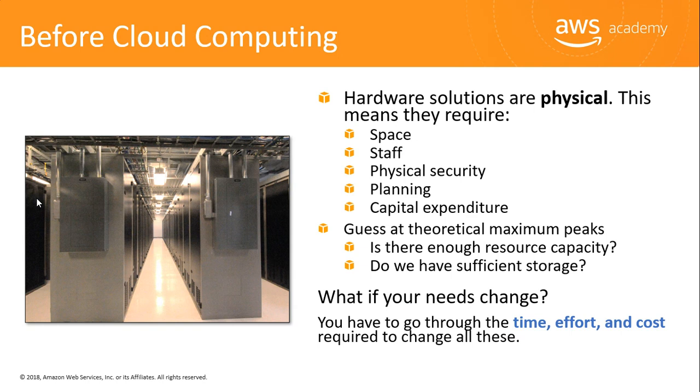Here they are mentioning all the difficulties. For example, if you are maintaining this on-premise, hardware solutions are physical, which means they require space, so you'll have a space maintenance problem. You need to have staff, you need to have physical security, we need to have planning, and also, as we have discussed, we need capital expenditure.